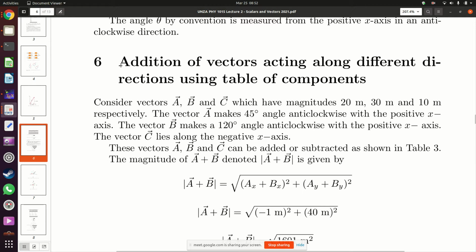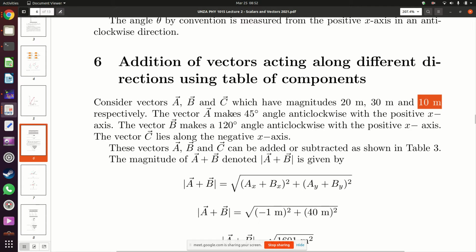Under section 6, addition of vectors along different directions. Addition of vectors acting along different directions using a table of components. Consider vectors A, B, and C, which have magnitudes 20 meters, 30 meters, and 10 meters respectively. So vector A has a size of 20 meters, vector B has a size of 30 meters, and vector C has a size of 10 meters.